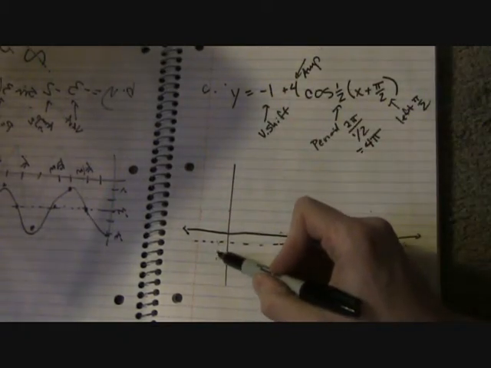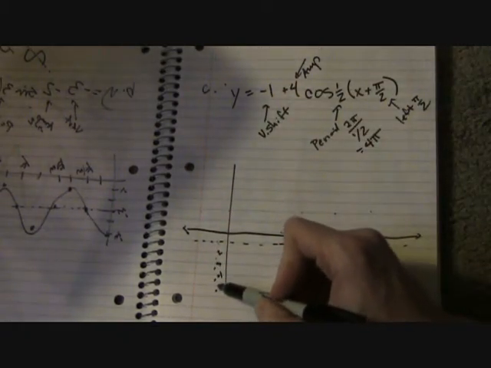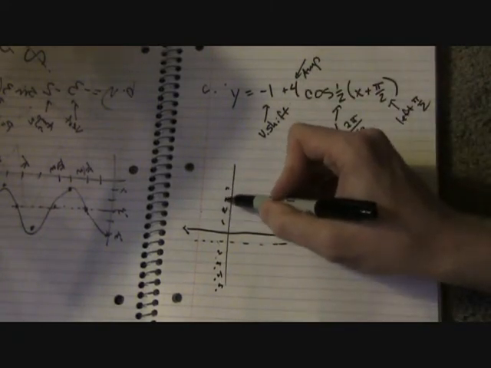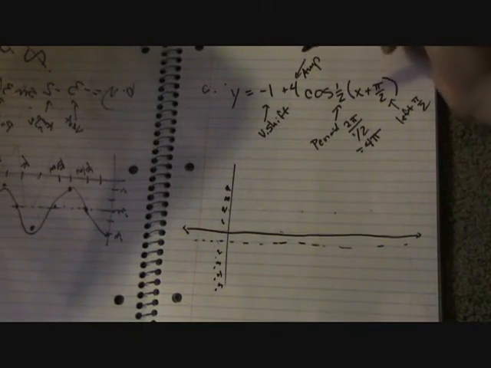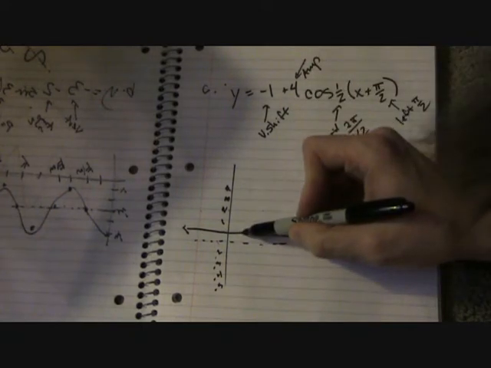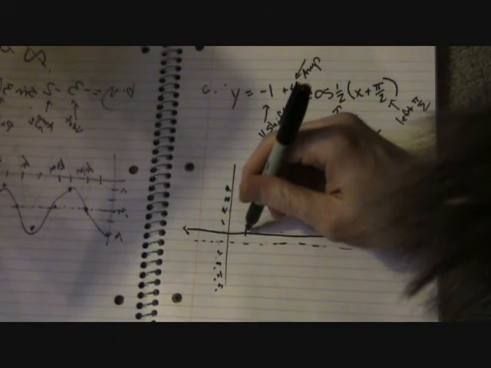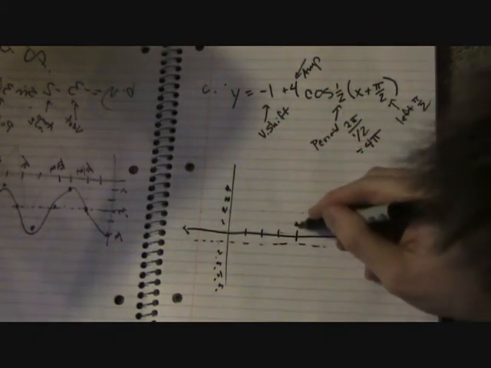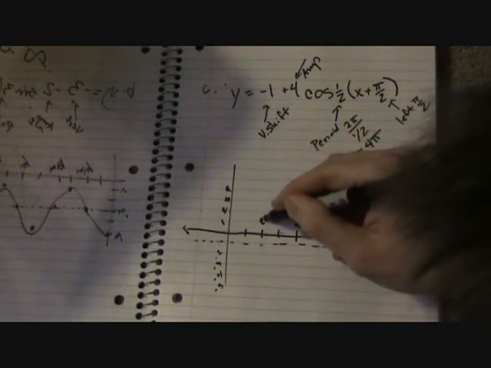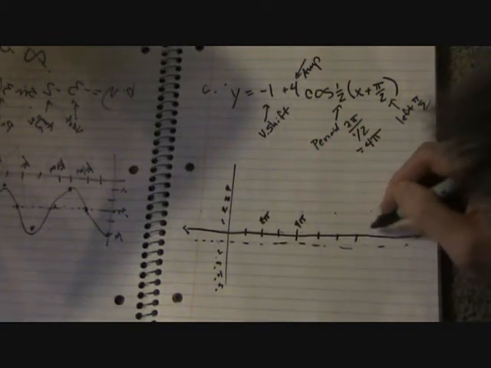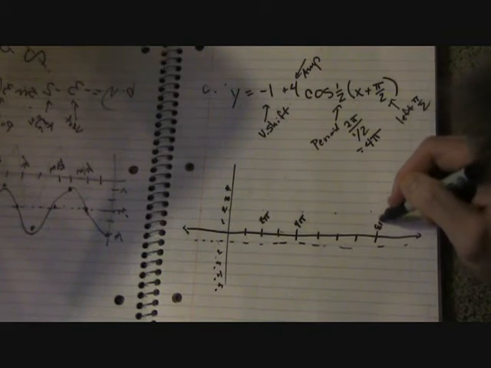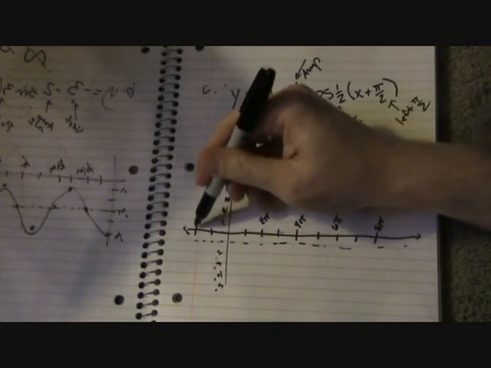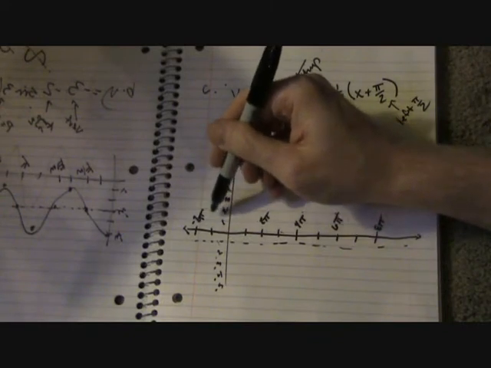So negative 1, negative 2, negative 3, etc. So 1, 2, 3, 4. So we're going to go 1, 2, 3, 4. So that's going to be 4 pi. So that's 2 pi, 1, 2, 3, 4. So it'll be 8 pi. So this will be 6 pi. This is going to be a negative 2 pi.